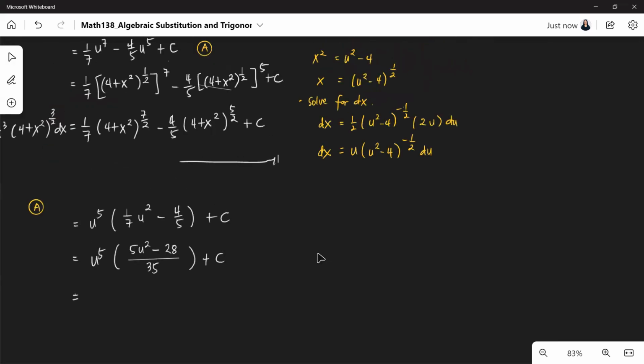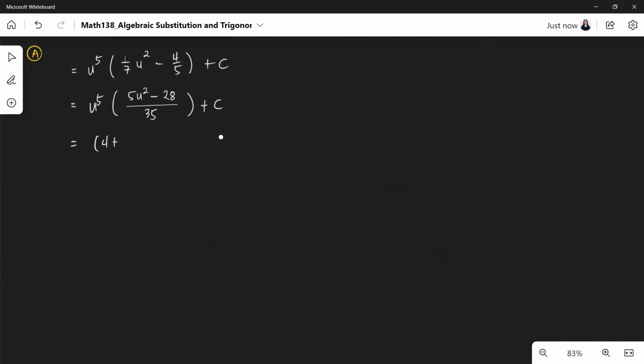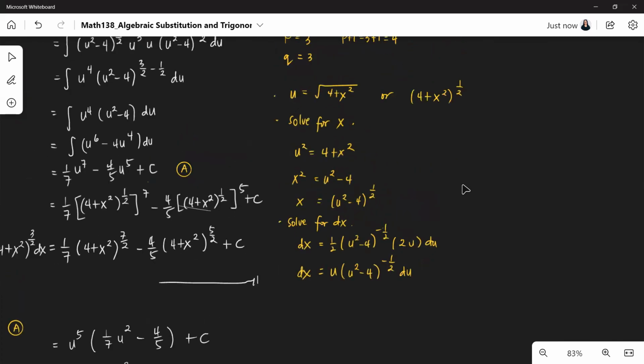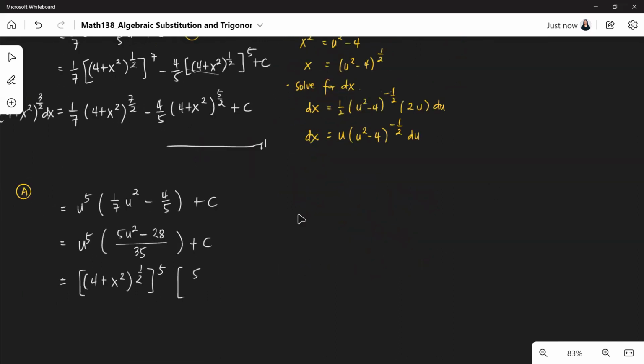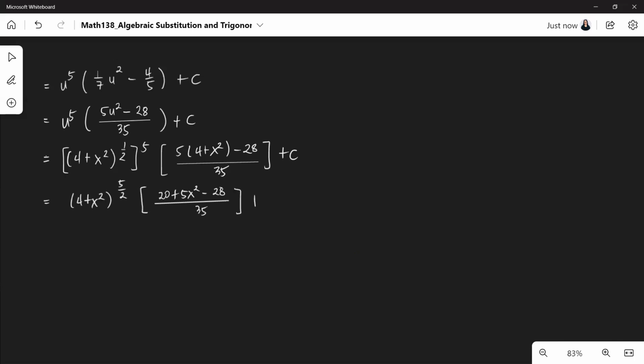And then you go back to the variable x. So u again is 4 plus x squared raised to the power of 1/2. So that would be equal to 5 halves for the power, 5 first. And then for the one inside, 5 times u squared, which is just 4 plus x squared, times 4 plus x squared, and then minus 28, all over 35. And then simplify further. So that would be 5 halves, and then we have 20 plus 5x squared minus 28, over 35, and then plus c.